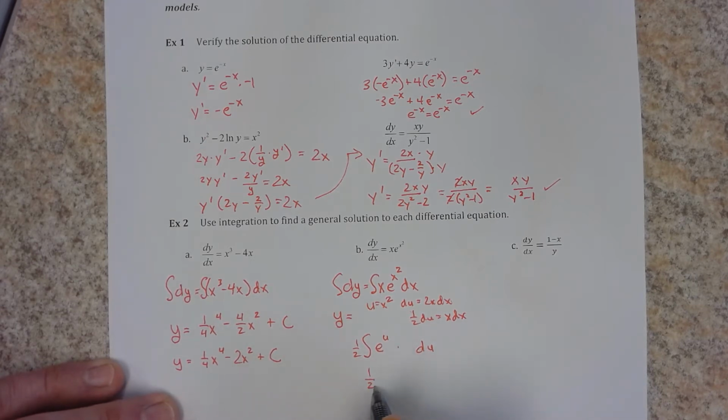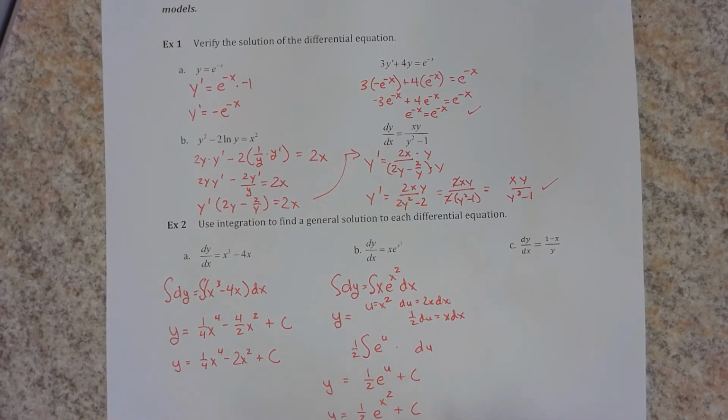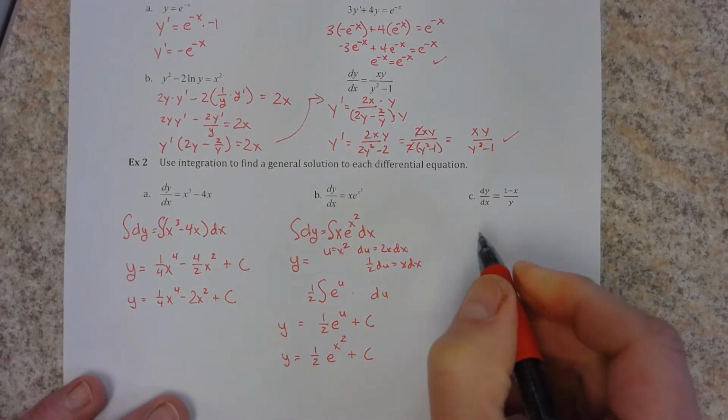So as we know, that's 1/2 e to the u plus c. Bring down my y. y is equal to 1/2 e to the x squared plus c. Just check it over, and that is the correct answer for this one. Okay, the last one on the front page here.